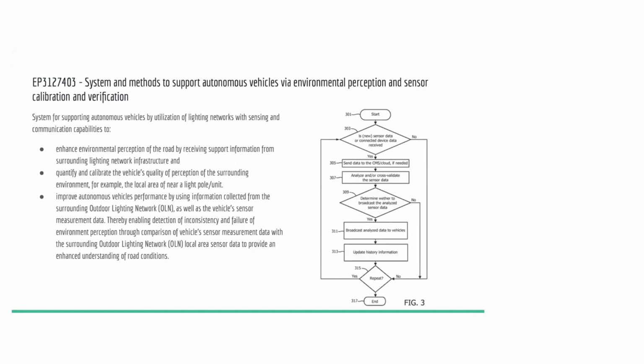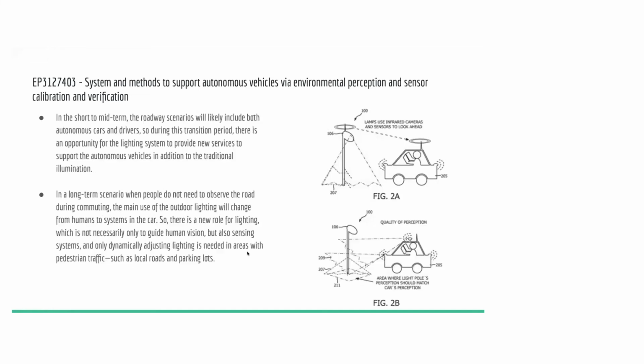And it also improves the autonomous vehicle's performance by using this bunch of information which is collected from the lighting network. And in combination with the vehicle sensor data, it supports the vehicle to avoid further failures, and thus the car has enhanced understanding of the road conditions. On the next slide, there are the benefits of the solution.